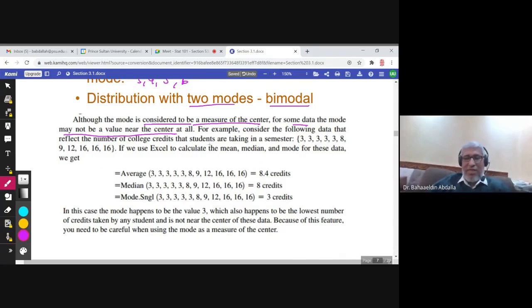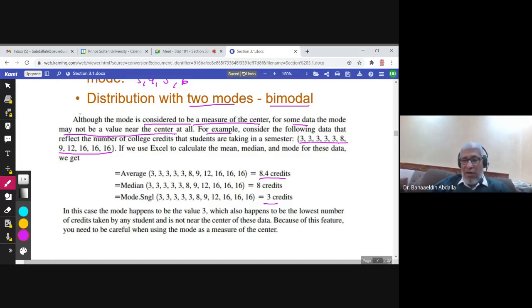Okay, so for example, if you look at this data here, what is the mode? If I ask you what is the mode, 3 is repeated 5 times, so the mode is just 3 because it's repeated 5 times, more than 16. What about the average? If you add all of these numbers and divide by 11, because we have 11 numbers, you get 8.4. So 8.4 is the average.